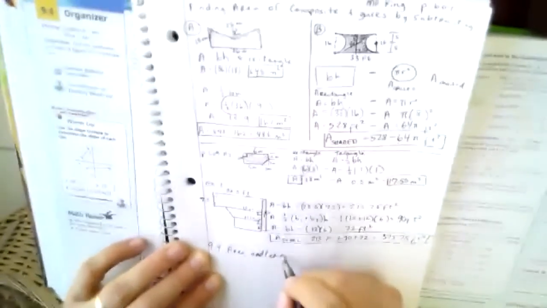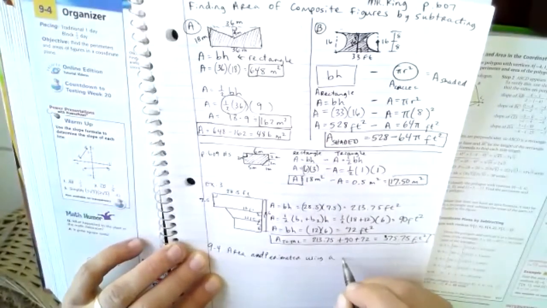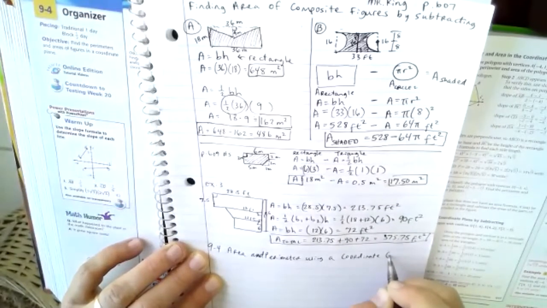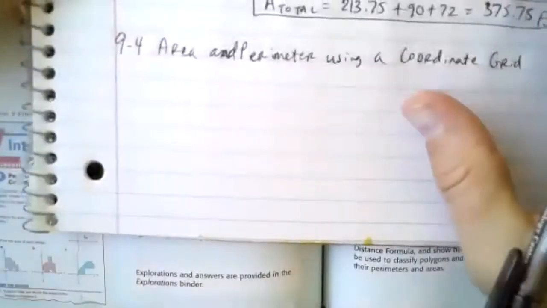Clear that up. Perimeter using a coordinate grid. All right, so I'll zoom in on this, and we're going to fill in this last little bottom zone down here and then finish out the day with this one topic. Okay, trying to straighten it up the best I can. I'll just straighten this up.